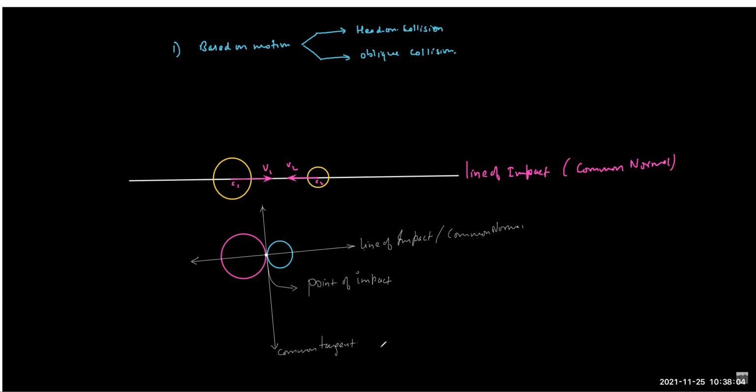So what we need to realize is that whenever there is a collision of two bodies, if the line of motion of every body, just before the collision, lies along the line of impact, that is, if the line of motion of every colliding body coincides with the line of impact, we say head-on collision, or one dimensional. So V1, V2 is also parallel to this white line, which is the line of impact, and therefore we call this head-on.